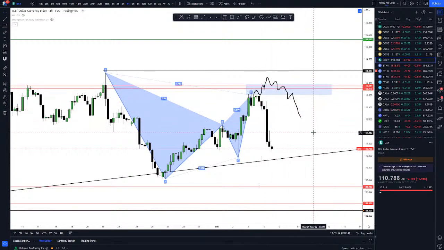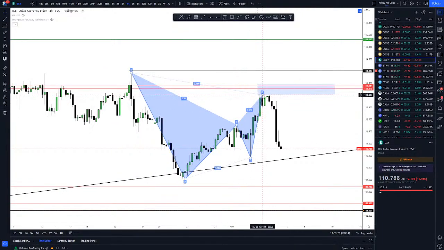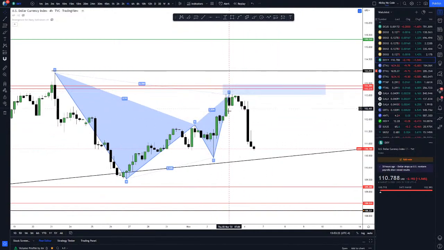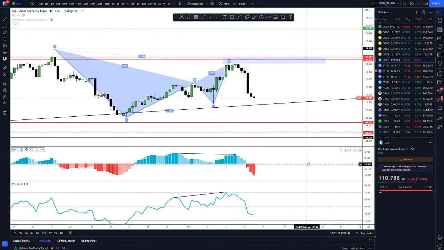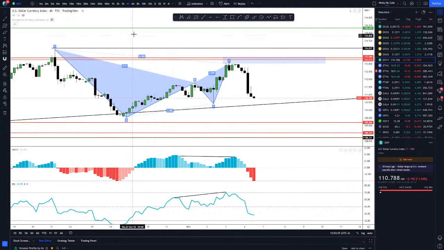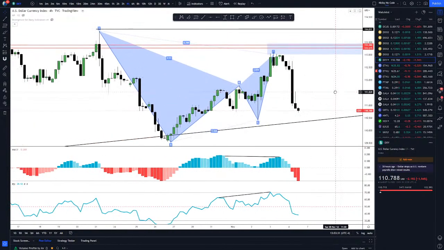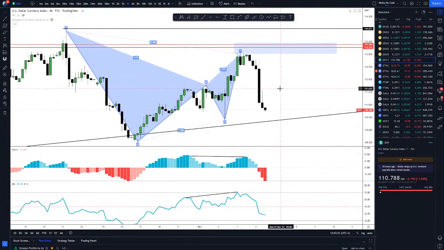So yeah, that's what we're looking at so far. We did get rejected. Posted this on Twitter. I said we're going to get some relief, and we're probably going to get some crypto pumps, especially if this is getting rejected, because it's usually inverse to crypto. And then as you can see here on the 4-hour, we have the bearish harmonic.